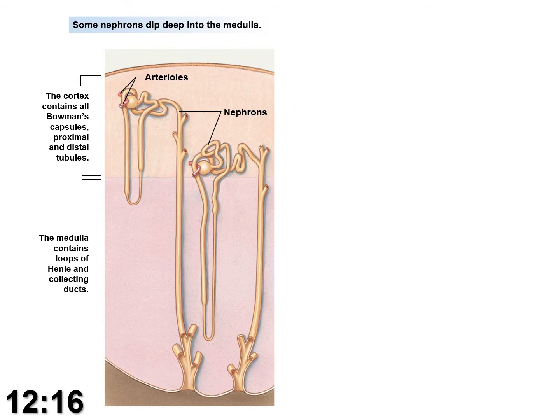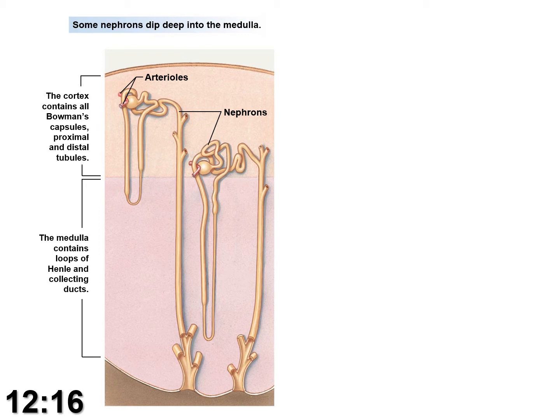If you know nothing else about the medulla, understand that the medulla is the major aspect of the metanephric kidney. It's really, really involved in water concentration. And the loops of Henle, even if you're a cortical nephron or a juxtamedullary nephron, do dip into that medulla at one point or another. And the collecting ducts also pass entirely through the medulla.